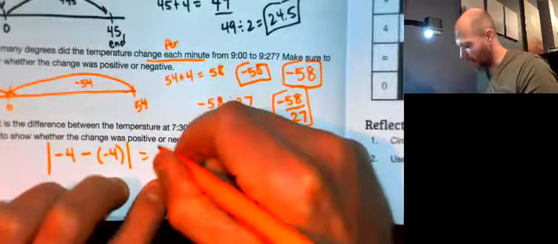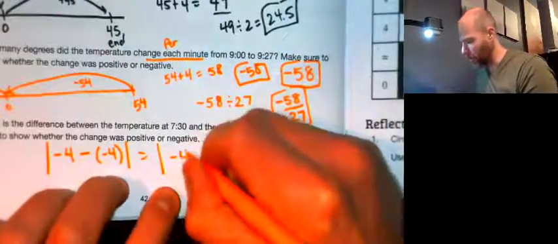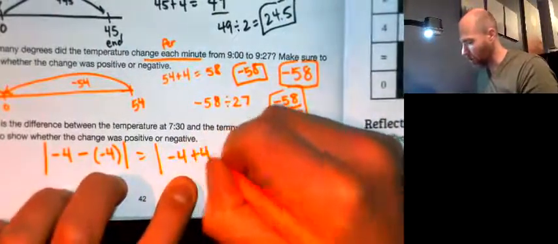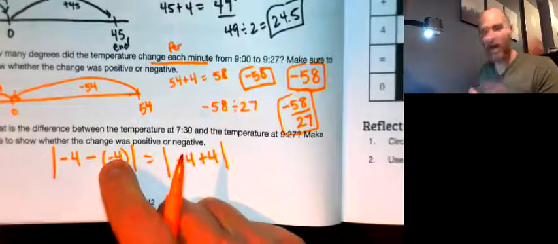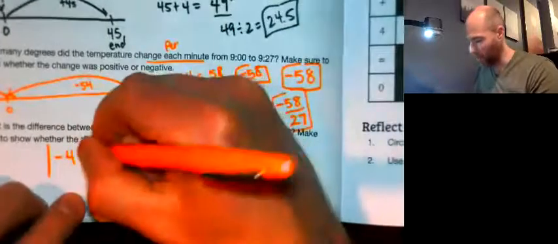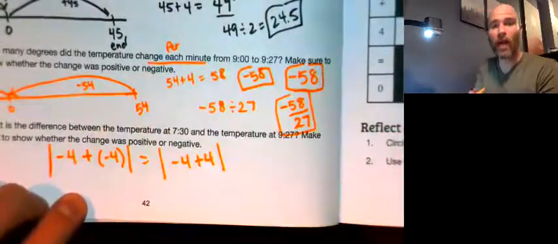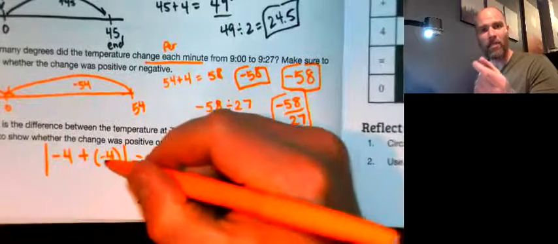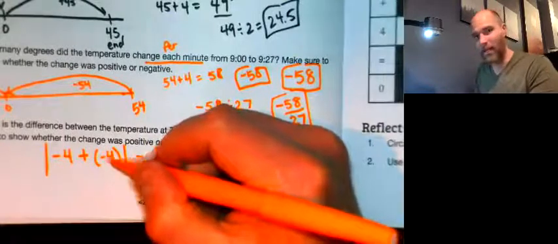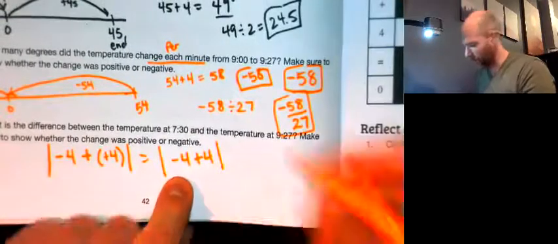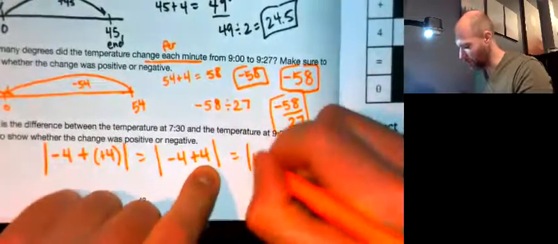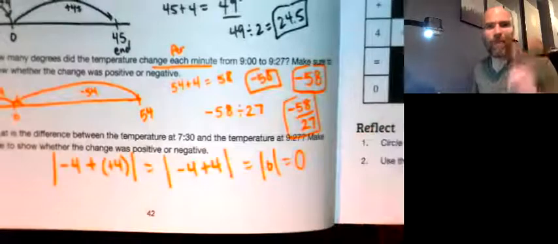Well, this equals the absolute value of -4 plus 4, because minus a negative is the same as plus a positive, right? Anytime you're subtracting, you're allowed to change that minus to a plus, but when you do that, you have to make the next number the opposite, right? It used to be negative, so now it becomes positive. Well, -4 plus 4 is 0, so this just becomes the absolute value of 0, which equals 0. I'm not really sure why they wanted us to do that one, but whatever, we did it.